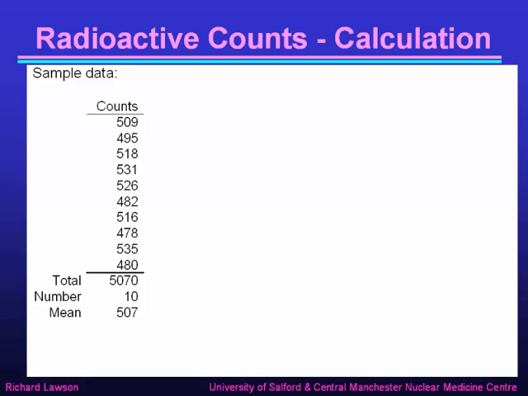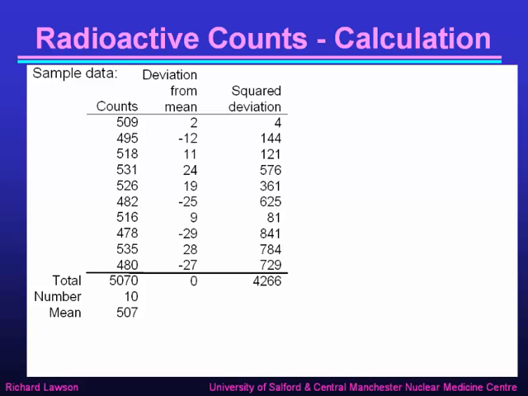We want to calculate the standard deviation for this test, so we have to calculate the deviation from the mean. If you remember, to calculate the standard deviation, the first thing we do is take the mean of 507 away from each of those measurements and then square it. So 509 minus 507 is 2. 2 squared is 4. 495 minus 507 is minus 12, and minus 12 squared is 144. Remember, when you square a negative number, it becomes positive. 518 minus 507 is 11, and 11 squared is 121, and so on for all 10 measurements.